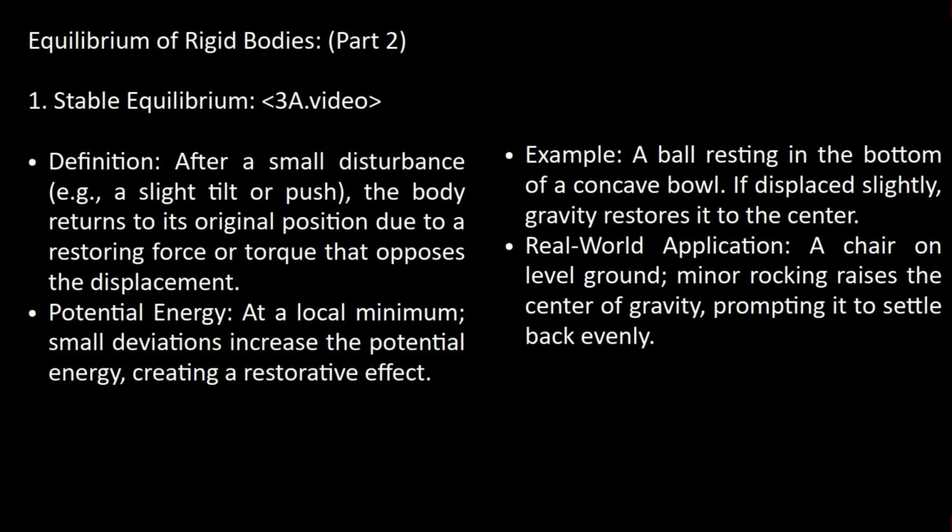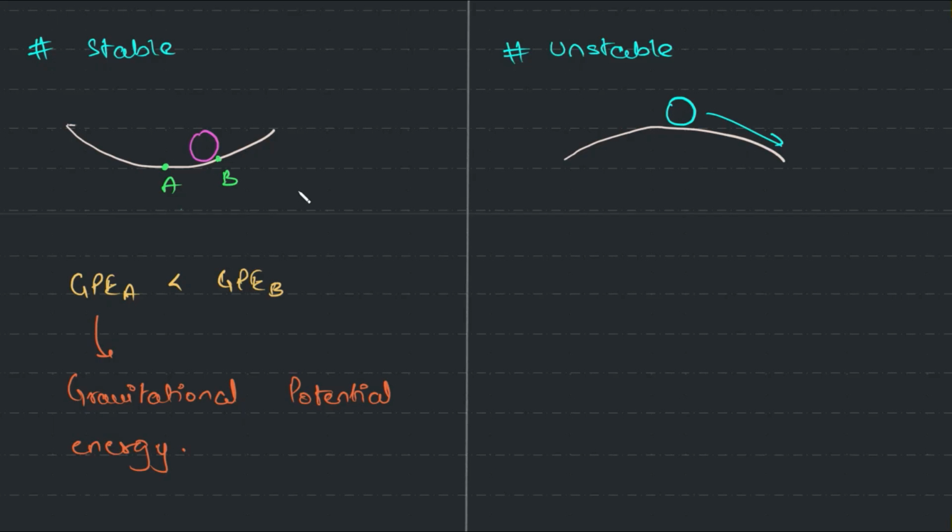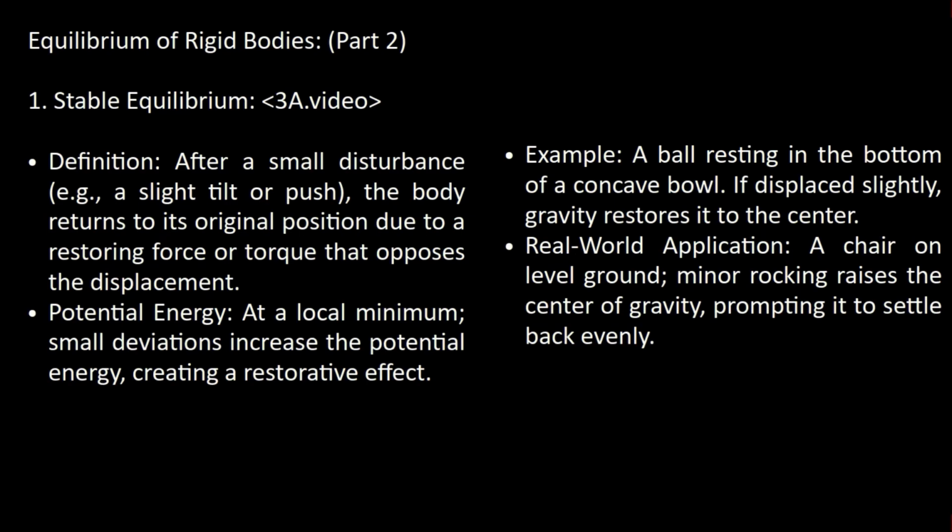Real world application, a chain on a level ground. Minor rocking raises the center of gravity, prompting it to settle back evenly. So let me explain. Actually, there's nothing to explain. You guys can write this example itself.